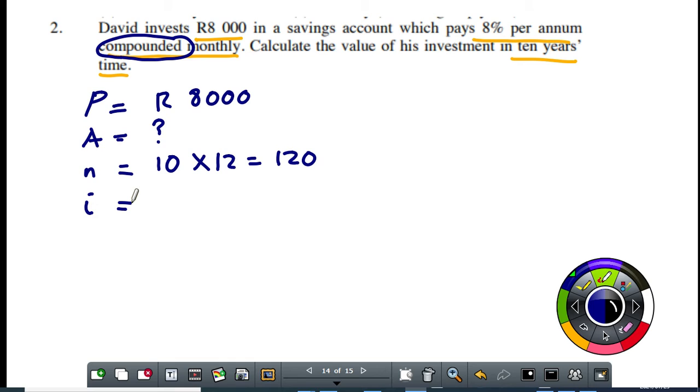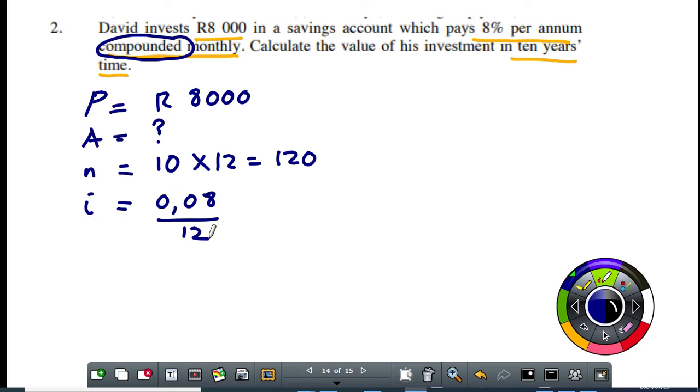Then i. That interest is 8% per year, but the interest is calculated monthly. So we need to know how much interest is going to be calculated per month. So we have to divide that by 12. Now in my case, I prefer to convert that to a decimal, 0.08 over 12. Remember, 8% is the same as 8 over 100, 0.08. This is not the only way.